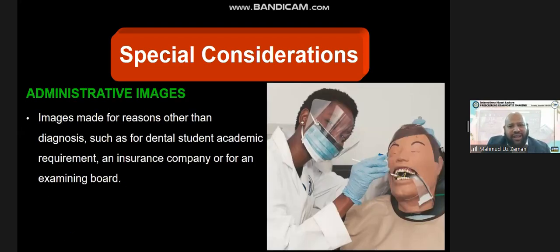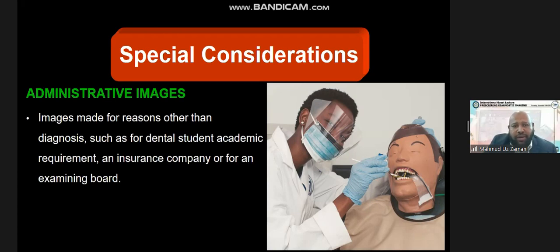Sometimes they take additional images, and especially dental students take radiographs. If there are not many kits available in your college, sometimes they expose each other, which is not recommended. Sometimes for dental allowance, you need to submit the radiograph in your office. Some patients will ask to take another radiograph to submit in their office, which is not recommended.